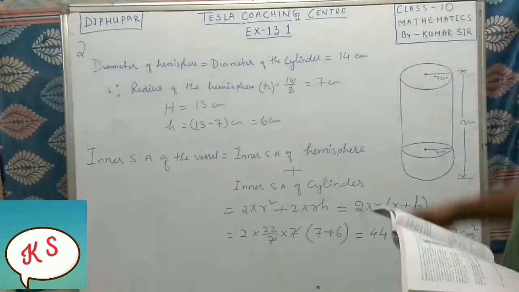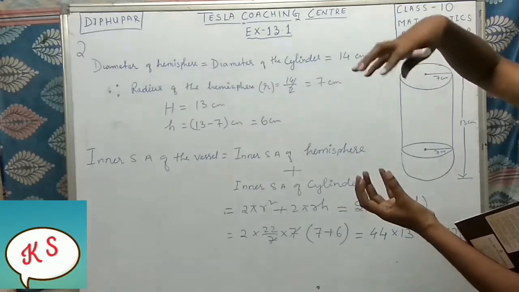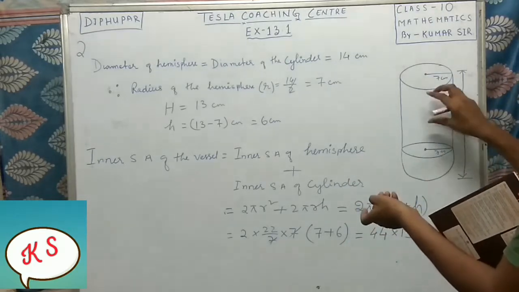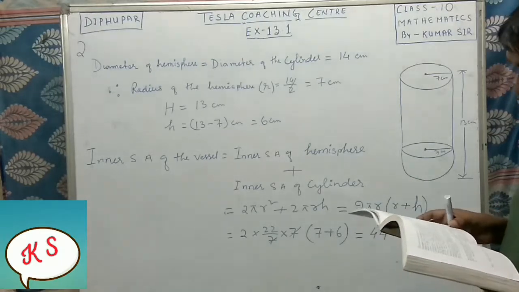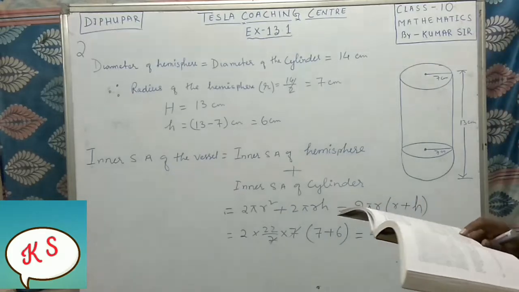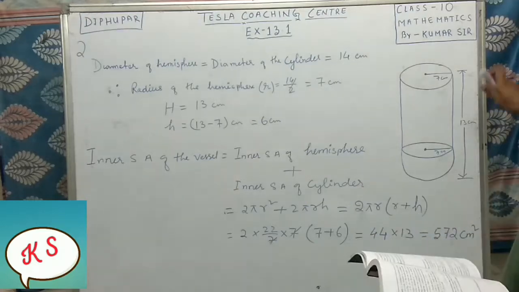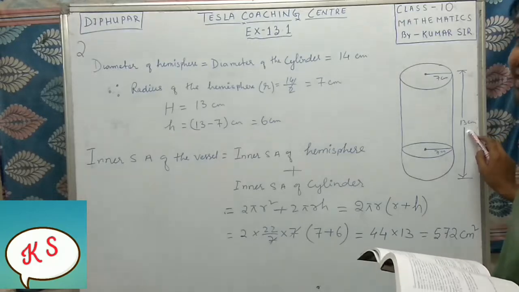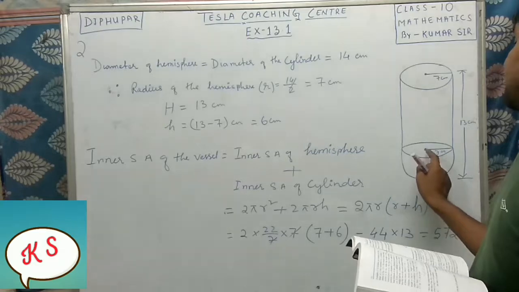So this is the hemisphere. On the top of the hemisphere we have placed the cylinder. That is the meaning of mounted. The diameter of the hemisphere is 14 centimeter, and the total height of the vessel is 13. So total height from the top of the cylinder to the bottom of the hemisphere is 13 centimeter.